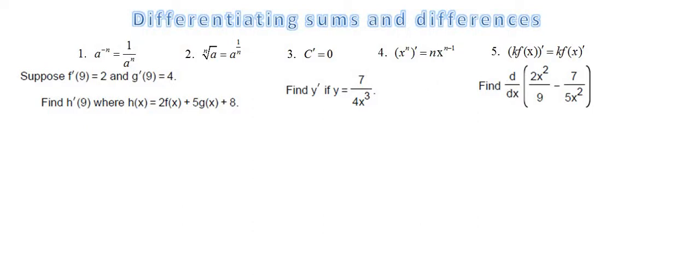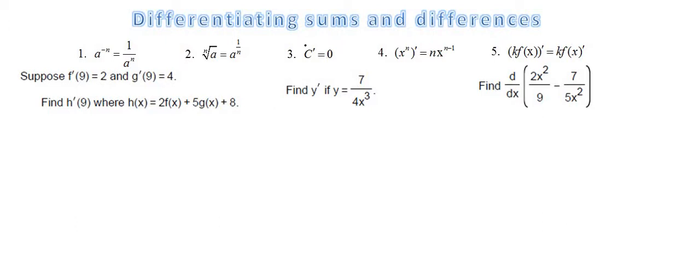Let's take a look. The first formula and the second one are for the exponent. For example, x to the power negative n equals 1 over x to the power n, and the nth root of a equals a to the power 1 over n. And the third, fourth, and fifth ones are from the derivative.